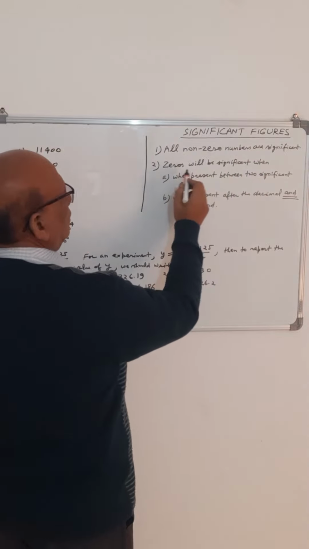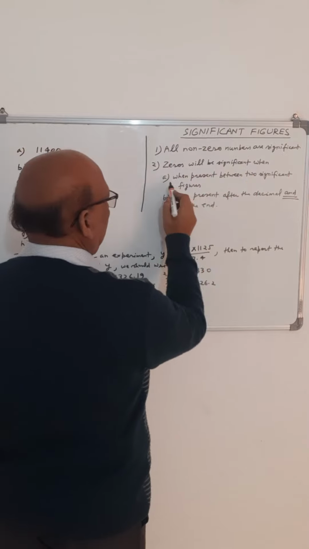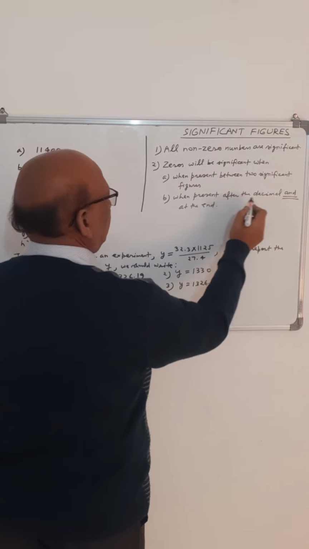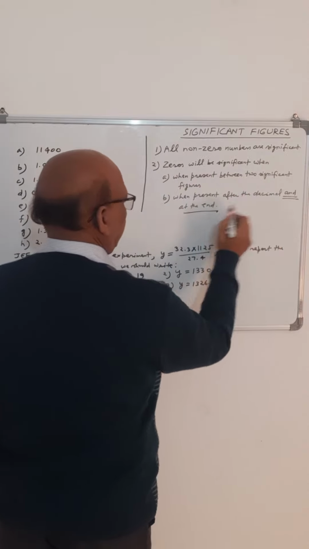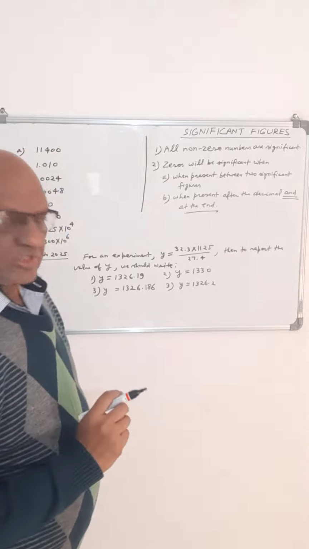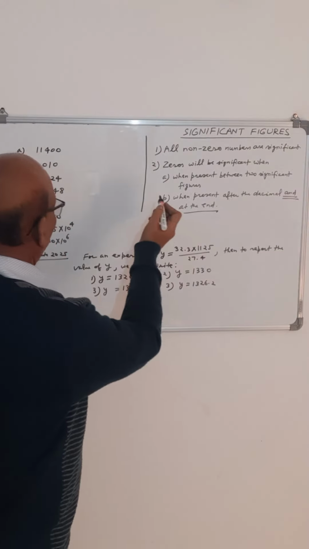And number two, zeros will be significant when, one, they are present between two significant figures, and two, when present after the decimal and at the end. So if these two conditions are satisfied, then the zeros will become significant. Let us understand by the examples.